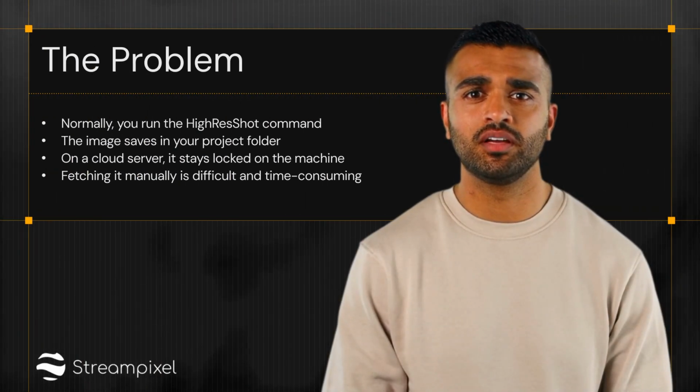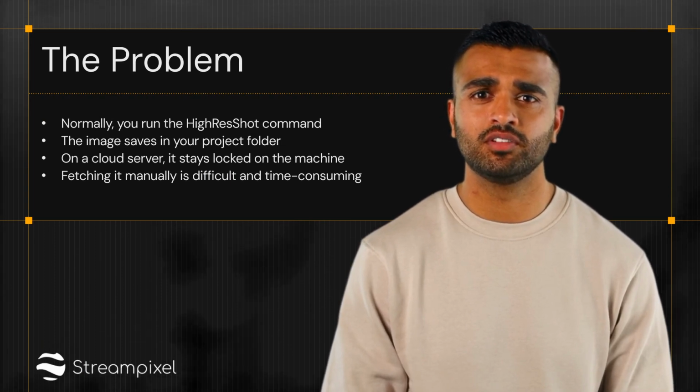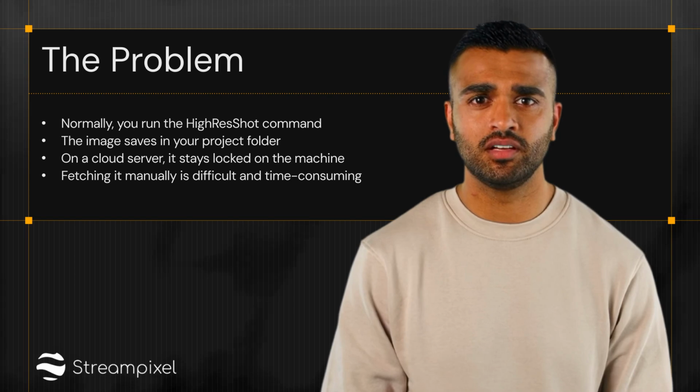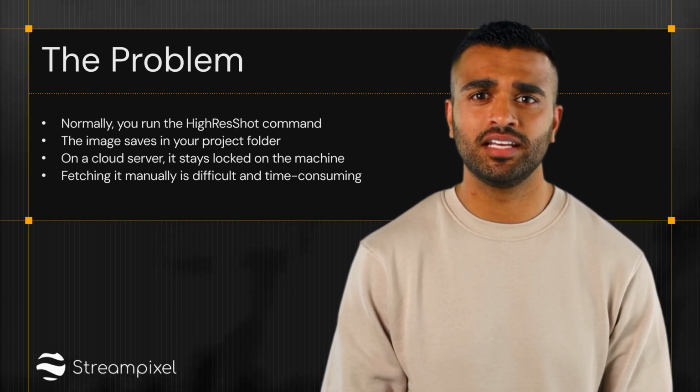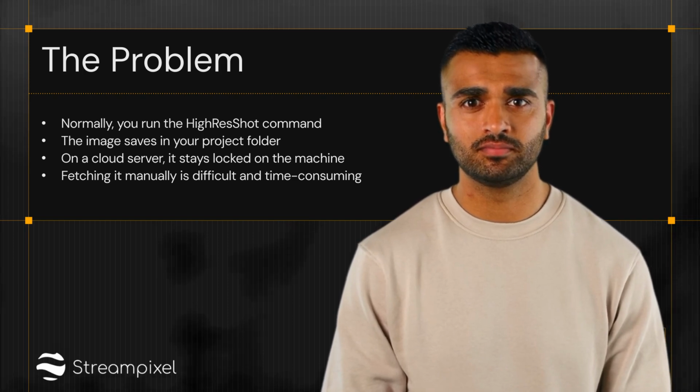Normally, what you would do in Unreal Engine is execute the console command requestScreenshot. The screenshot gets saved in your project folder. But since you are on a cloud computer, the image is saved on the server itself, and it becomes difficult to fetch it. We have made life simpler. Streampixel provides a function that allows you to directly capture a screenshot while pixel streaming without the hassle of searching the server.